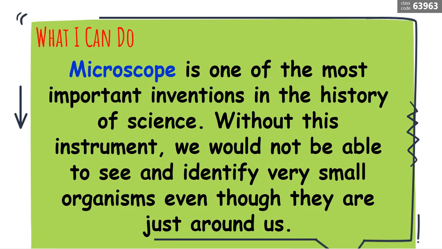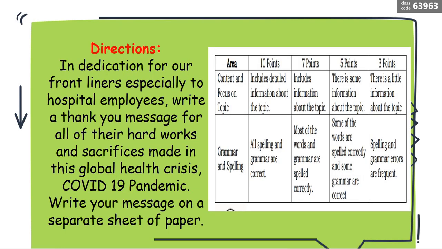Okay, so what can I do? The microscope is one of the most important inventions in the history of science. Without this instrument, we would not be able to see and identify very small organisms, even though they are just around us. So you are given these directions.